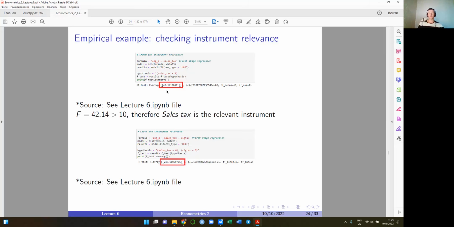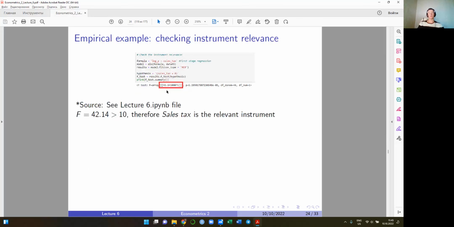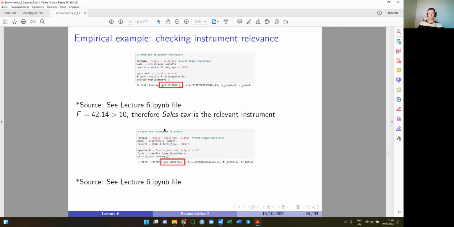I didn't report the first stage separately. In principle, you can perform the first stage. You can have the same table with the regression output, and in that table, you can also find F statistics. So I decided to do this using the other way. And yes, sales tax is a relevant instrument.